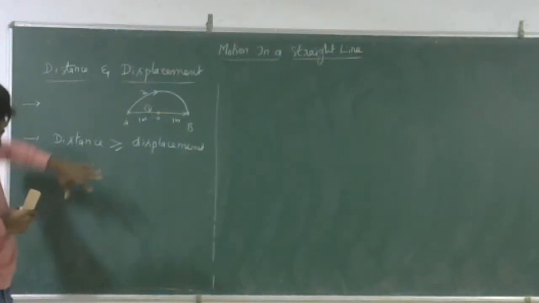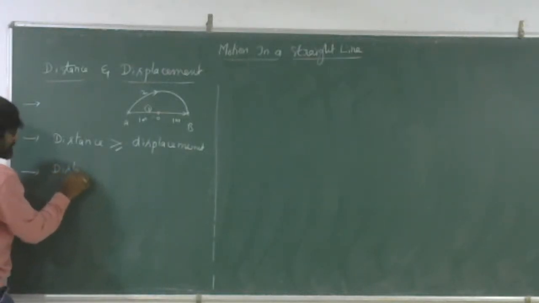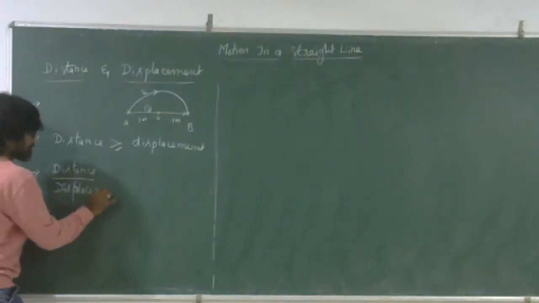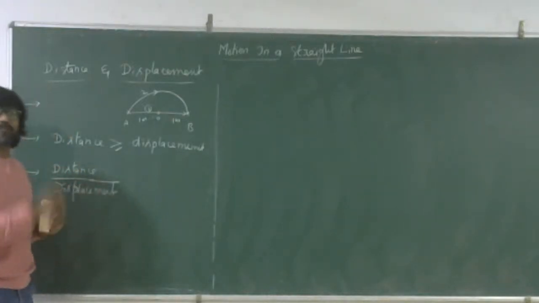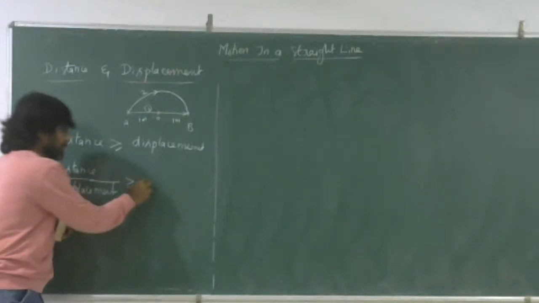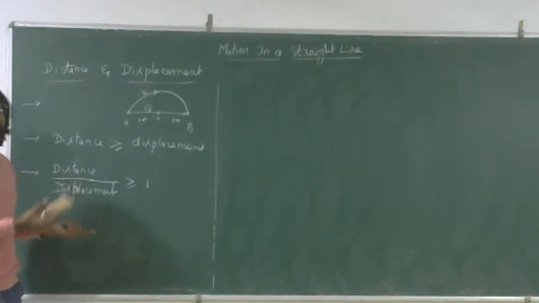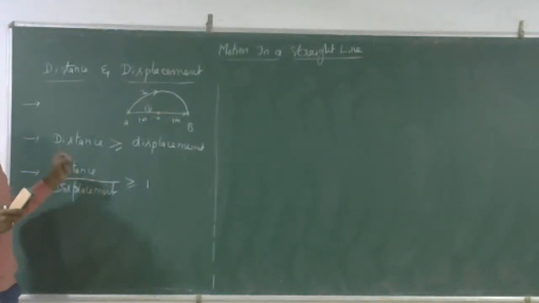So that means from this you can also say the ratio between distance and displacement will always be greater than or equal to 1. If you take the reverse ratio, displacement by distance, it is less than or equal to 1. That we have to carefully understand. We are taking the ratio of distance to displacement or displacement to distance. You have to observe carefully.